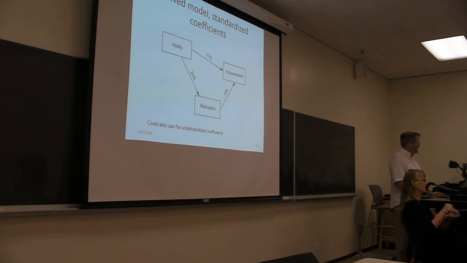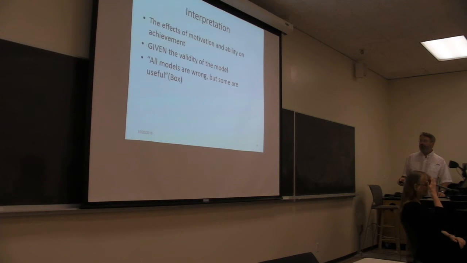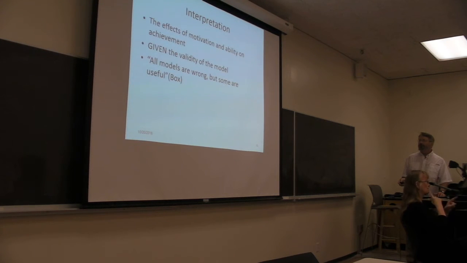And so what this is saying, if you know how to interpret regression coefficients, you know that one way of interpreting this would be to say, okay, for each one standard deviation increase in motivation, achievement will increase by 0.108 of a standard deviation, other things being equal. Okay? All right, so that's our potential interpretation. The interpretation is this is the effects of motivation and ability on achievement.